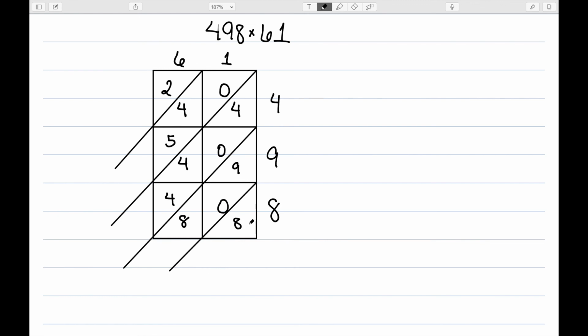And then we add starting at the bottom. This is 8. 8 plus 9 is 17, so I write down the 7 and carry the 1. This is 5, plus 4 is 9, plus 4 is 13, so we write down the 3 and carry the 1. This would be 1 plus 0 is 1, plus 4 is 5, plus 5 is 10. Write down the 0, carry the 1, and 2 plus 1 is 3. So 30,378.